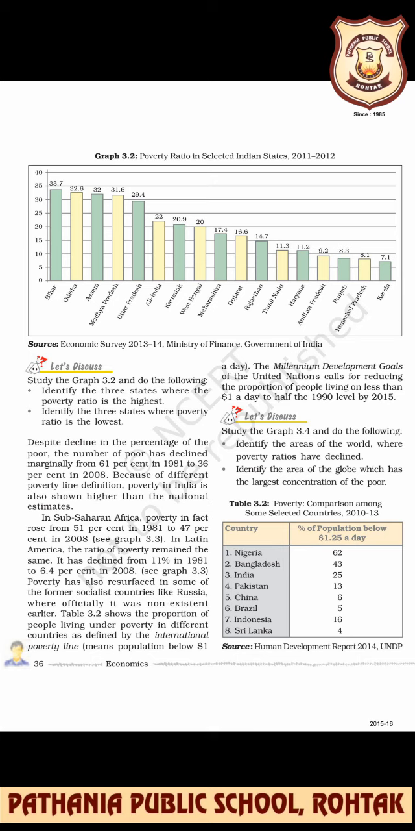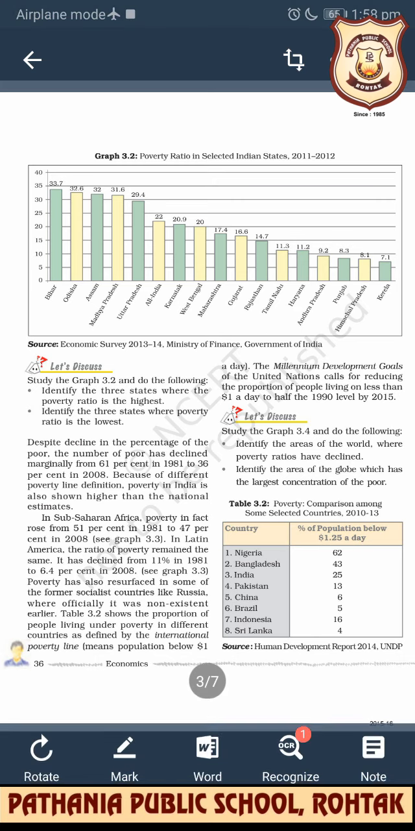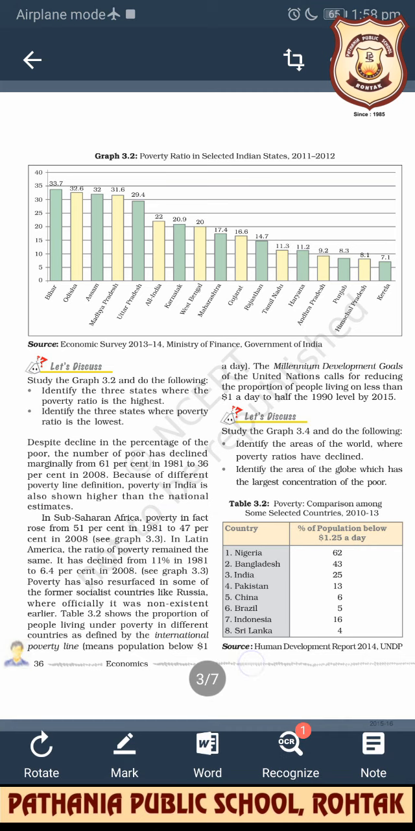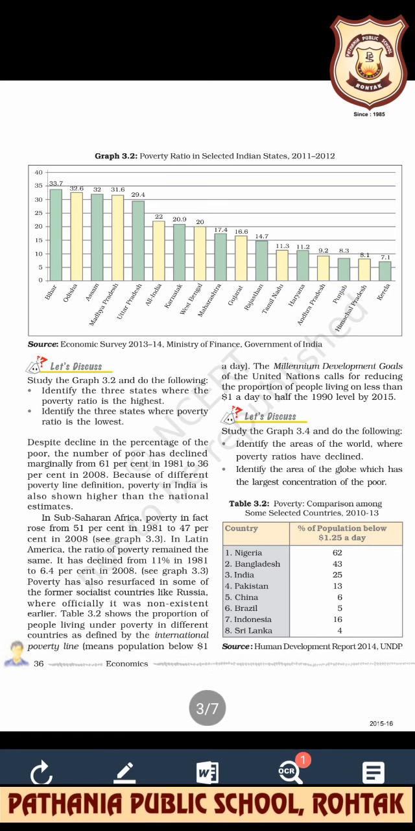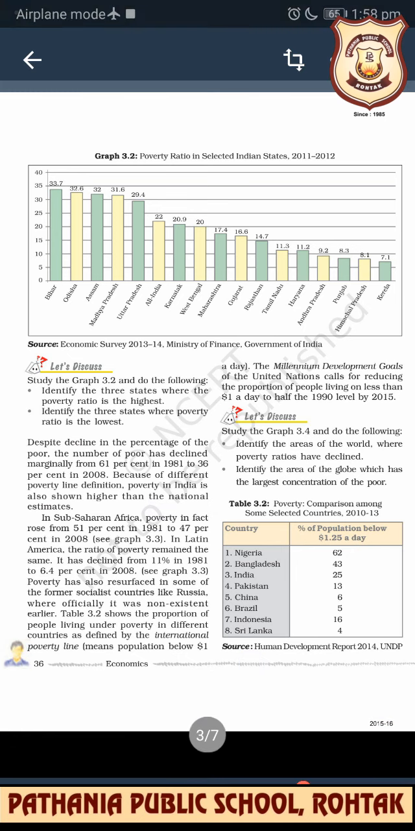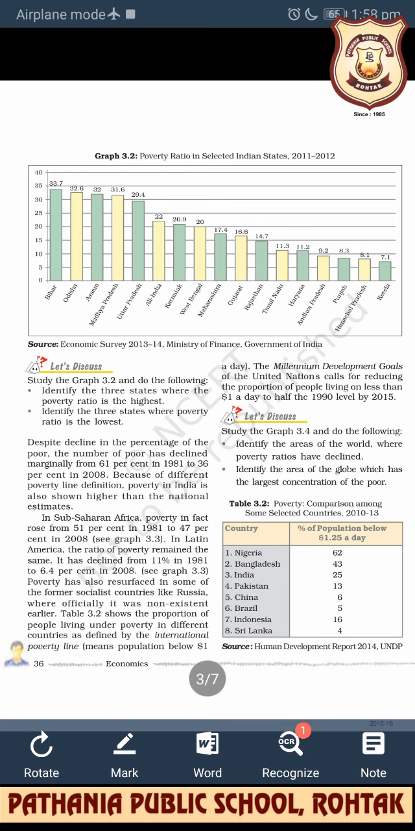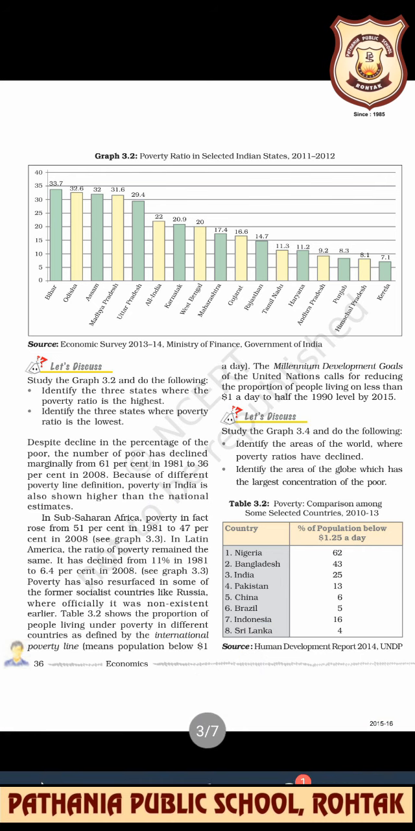In the same way, in sub-Saharan Africa, poverty in fact rose from 51% in 1981 to 47%. And in the same way, poverty has also resurfaced in some of the former socialist countries like Russia. It means that earlier in a few countries poverty was declining, but now in countries like Russia it is increasing again, and officially it was non-existent.